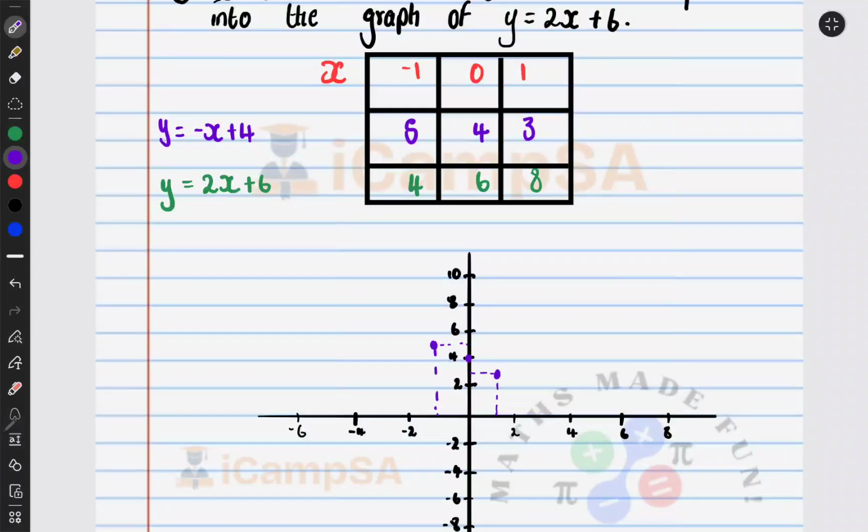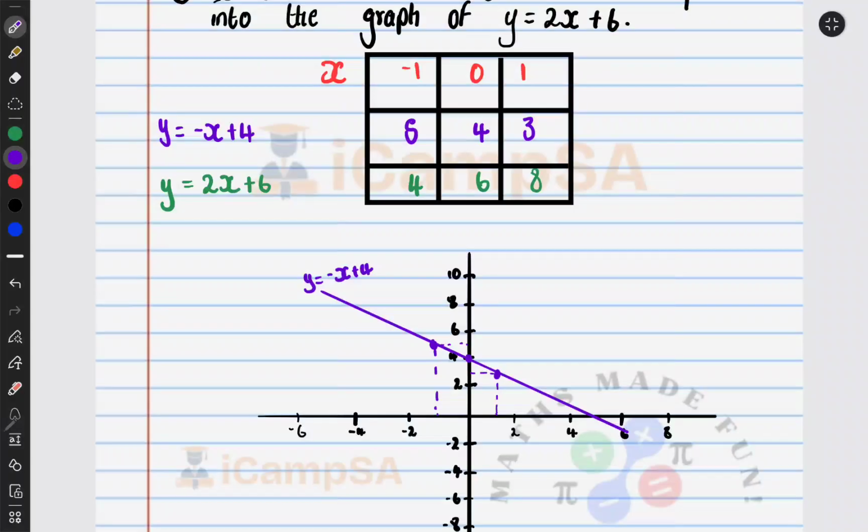And then next we simply join the function. So you can see it has a negative gradient, just as we can see that there is a negative x there plus 4, so the function has been reflected about the x-axis. And this is the function of y is equal to -x plus 4.